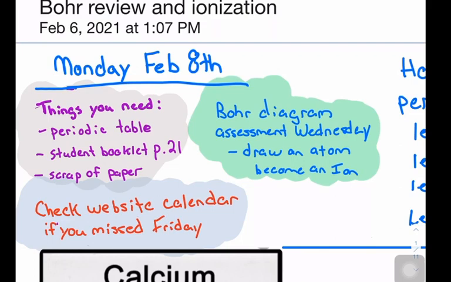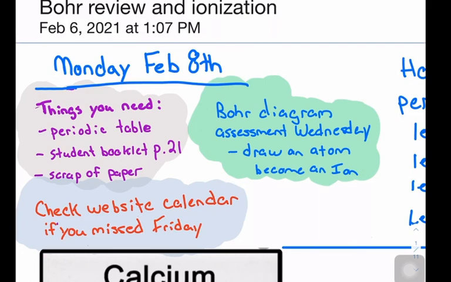Today, things we're going to need are a periodic table, your student booklet starting on page 21, and a scrap of paper that we're going to use first. Be sure to check your calendar on the website if you're absent any day, just to see what material you missed and tutorial videos to help with concepts.